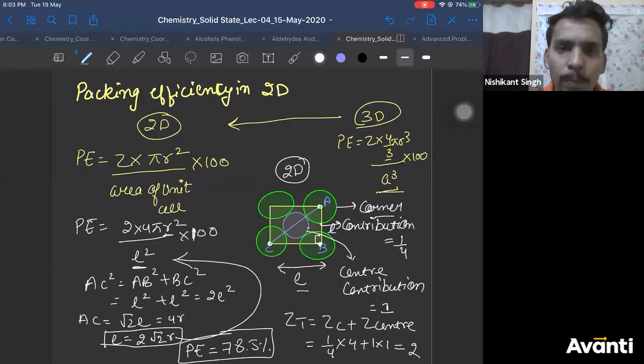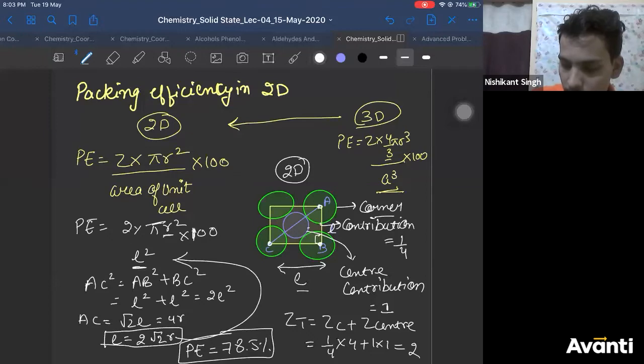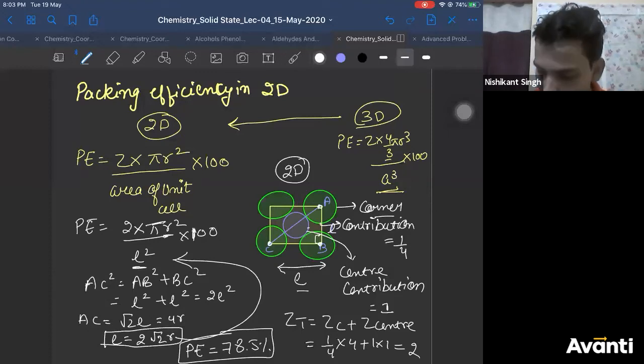Netra, how 4 pi? Oh, sorry, Netra, it is my mistake. It is not 4 pi r square. This is pi r square. Sorry, Netra, that is my mistake. This will be pi r square, not 4 pi r square. Right. So Ravi Shankar, 2L. Ravi Shankar, I did not understand your point. L is equal to 2 root 2 R, it will be.